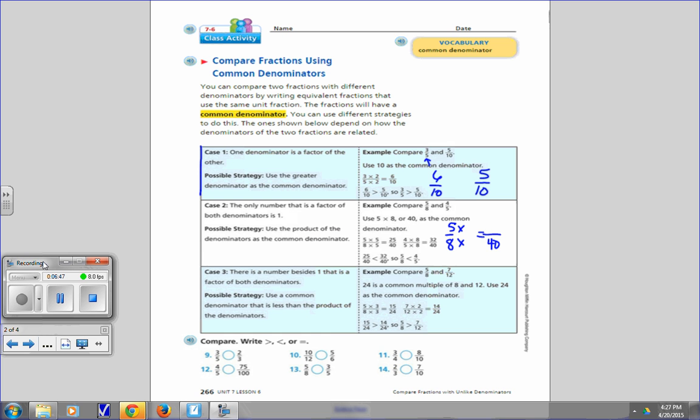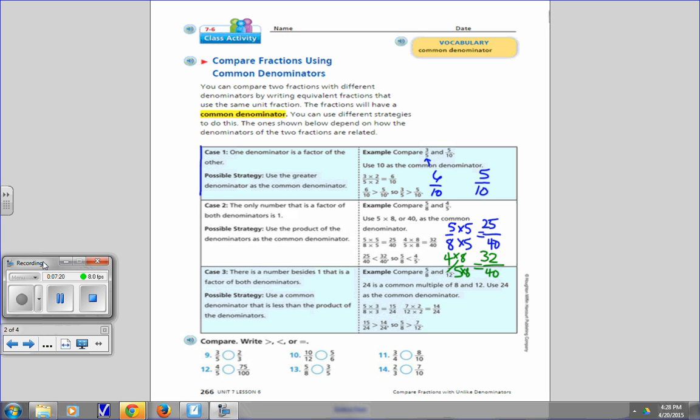So what times 8 equals 40? 5. And that would be 25/40. And then for 4/5, they did the same thing. 4/5 equals 40, and we had to multiply by 8. We get 32/40. So now it's a lot easier to compare 32/40 to 25/40 because you have the same size pieces. You have a common denominator.